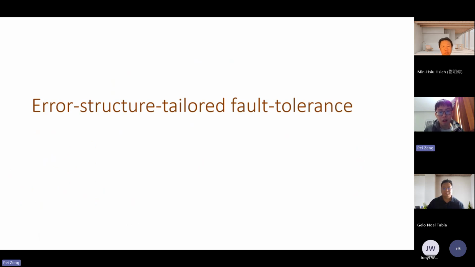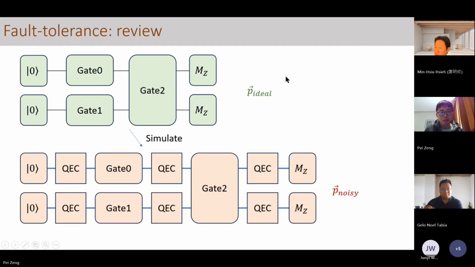Before I move on to our core introduction of the error structure tailored fault-tolerance, I will first briefly review the traditional gadget-based fault-tolerance. The basic idea of fault-tolerant quantum computing is to simulate an ideal logical circuit, like this 2-qubit logical circuit, with a noisy circuit. This noisy circuit has noisy state preparation, noisy gate implementation, noisy error correction, and noisy logical measurement. You want the output of the noisy circuit to be very close to the ideal circuit.